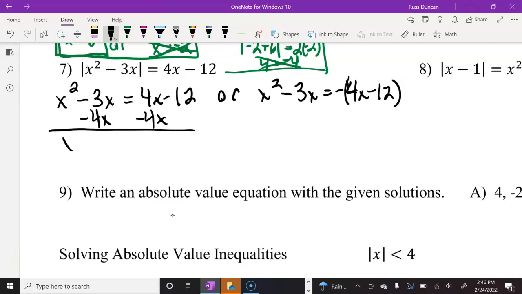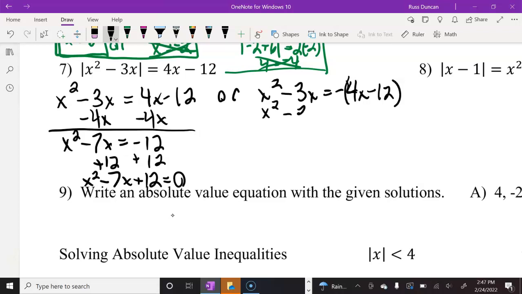Okay? So I get x squared minus 7x equals negative 12. Add 12. So x squared minus 7x plus 12 equals 0. Okay, hold that thought. We will solve that. We'll come back. Let's do this one.